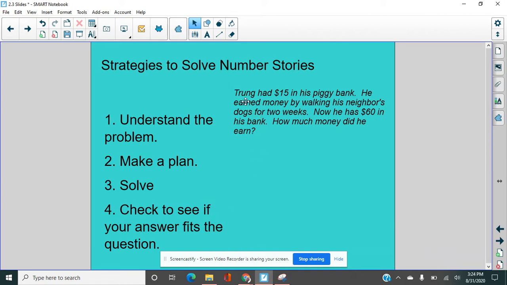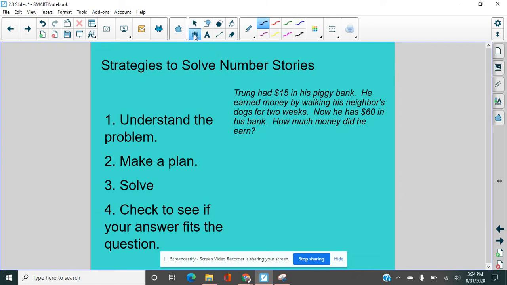Here's our first problem to look at. Trung had $15 in his piggy bank. All right, got that in your mind? 15 bucks in there. He earned money by walking his neighbor's dog for 2 weeks. Now he has $60. How much money did he earn? So he started with 15, he earned some more money, and now he has 60.